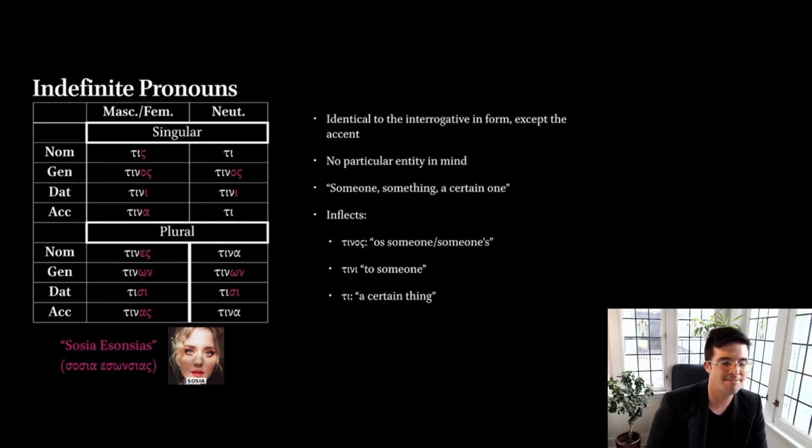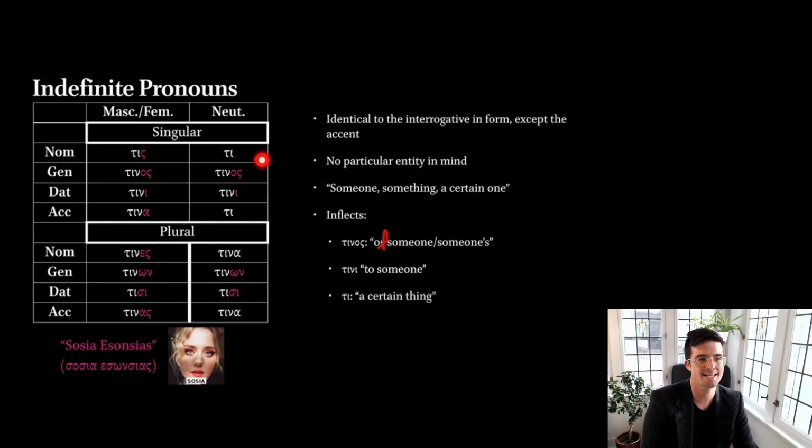So an indefinite pronoun is not going to have an accent, but it's also going to be built on the third declension, and it is also going to inflect for different meanings depending on its function in the sentence. And I notice a typo here that I'm going to go over, with of someone or someone's, showing possession in the genitive. So we're going to have identical forms except for the accent.